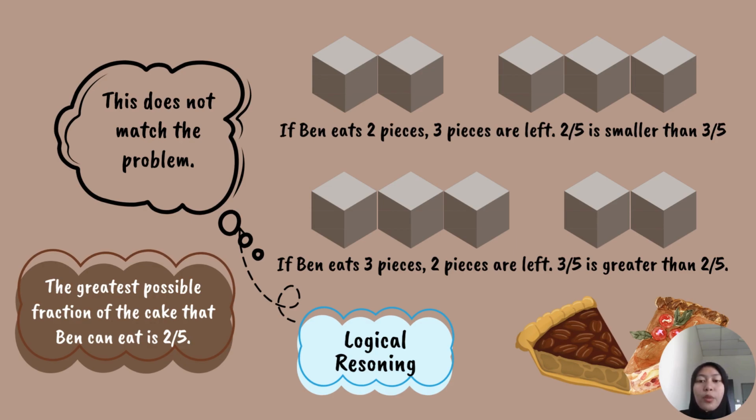This does not match the problem, where we need to find the greatest possible fraction of the cake that Ben can eat, which is 2 over 5, because 3 over 5 is greater than 2 over 5. So if Ben eats 3 pieces and 2 pieces are left, 3 over 5 is greater than 2 over 5. This does not match the problem. The concept of computational thinking that is involved is logical reasoning. So the answer for this problem is that Ben can eat 2 over 5.